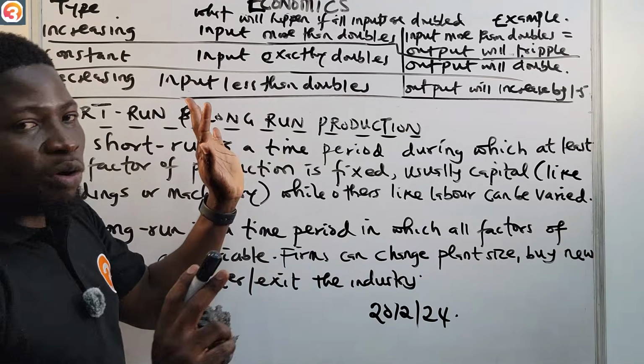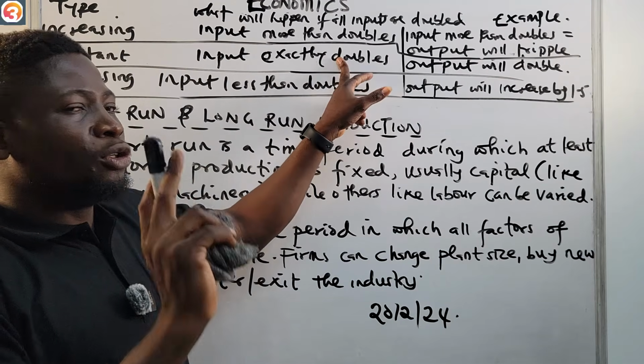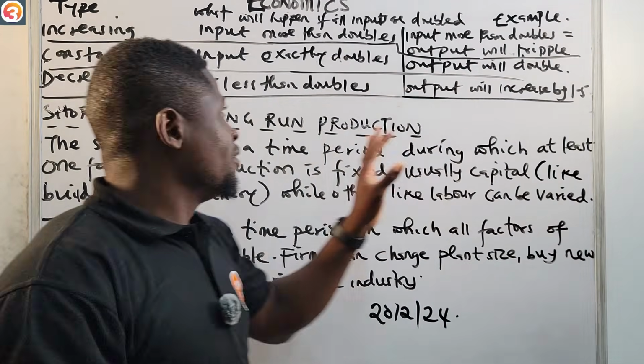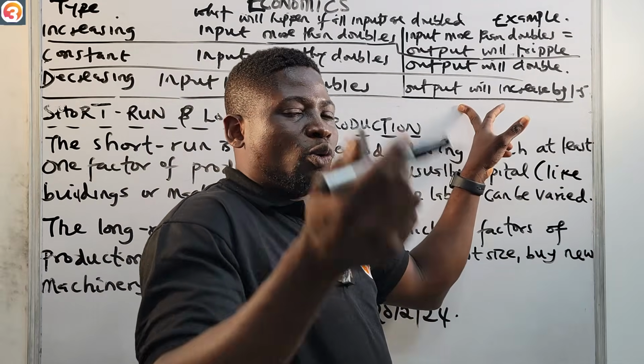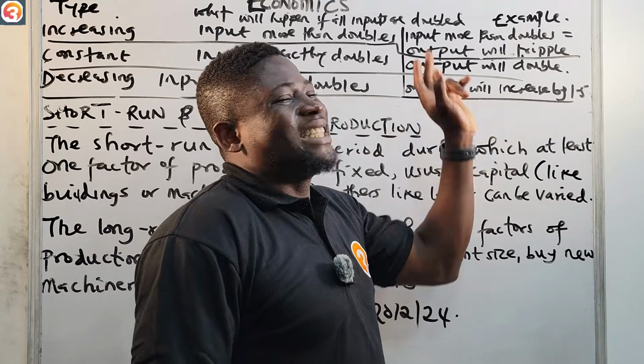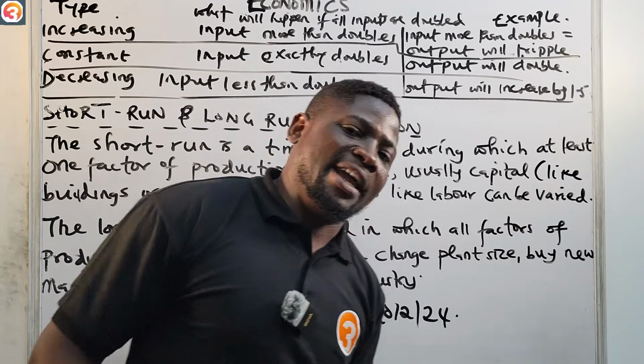But for constant returns, if input exactly doubles, output will also double. For decreasing returns, as input is less than doubling, then output will also be less than double, which is less than times 2, which is now 1.5.